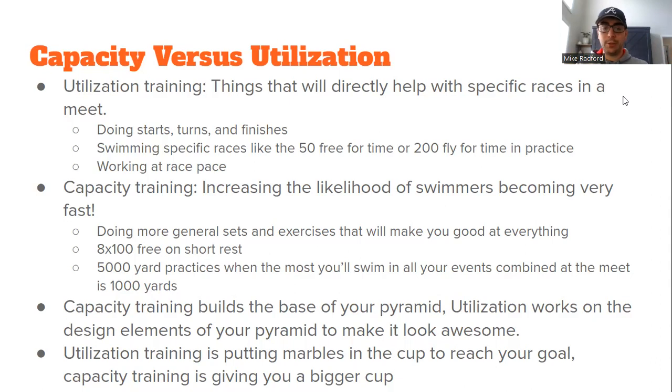So increasing the likelihood that you'll get good is the base of your pyramid. Utilization works on the little design elements on the top of the pyramid to make it look good, right? The foundation is the capacity, the fine tuning is the utilization. Another way to think about it is every time you do utilization training, it's like putting marbles in your cup, trying to fill your cup. It's one step closer to your goal. Every time you do capacity training, you're increasing the size of your cup, making your overall outlook as an athlete much better.